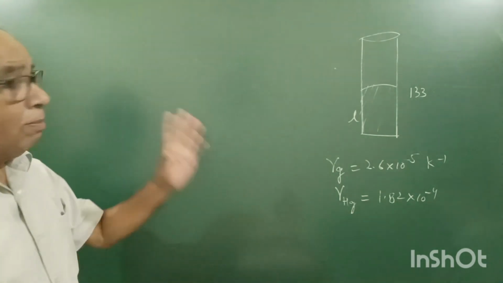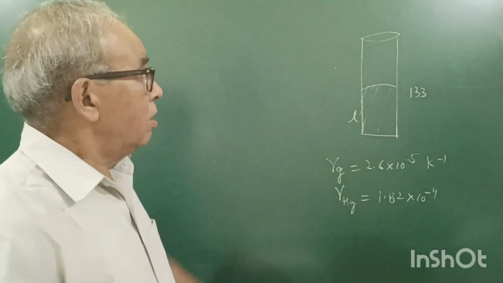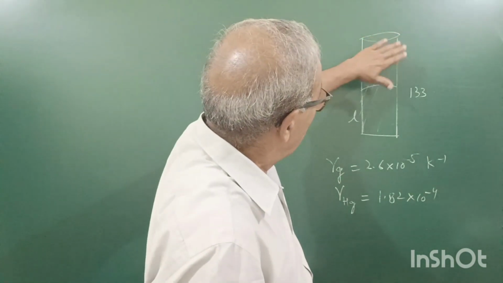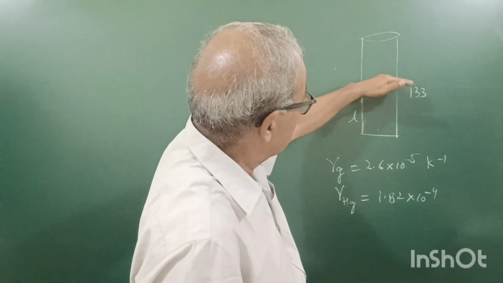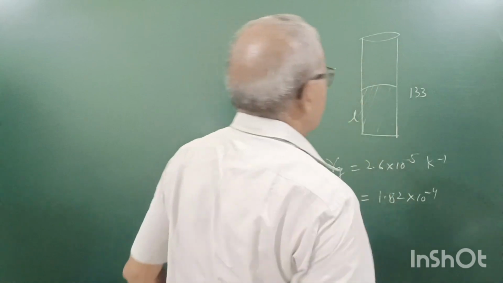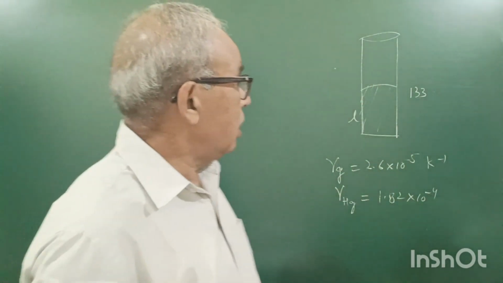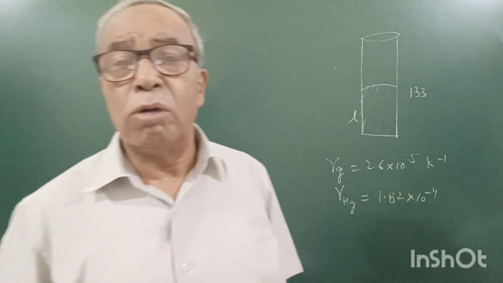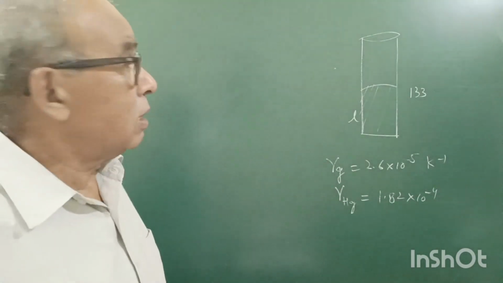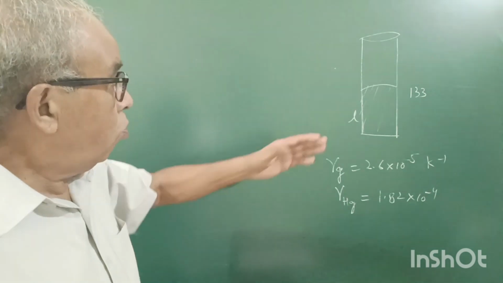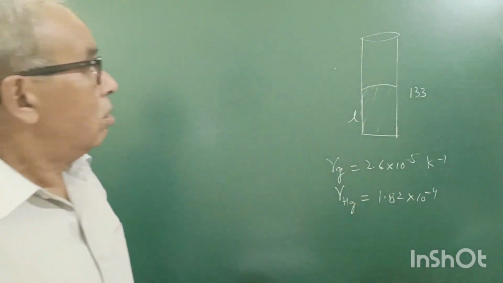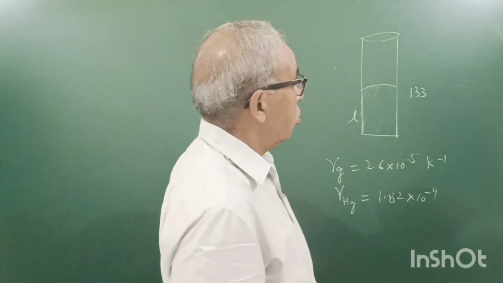When we increase temperature by delta T, if the length of mercury in this volume remains the same, it means the increase in the volume of mercury is equal to the increase in the volume of the tube.